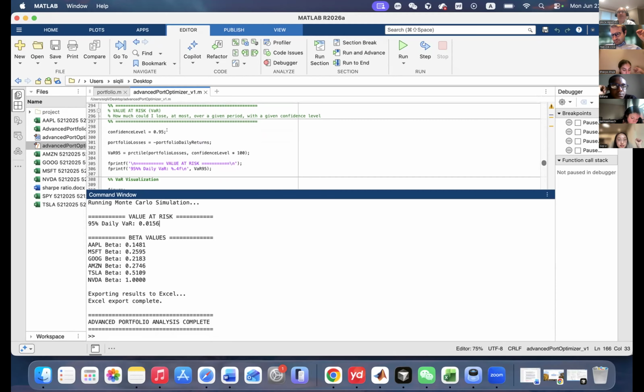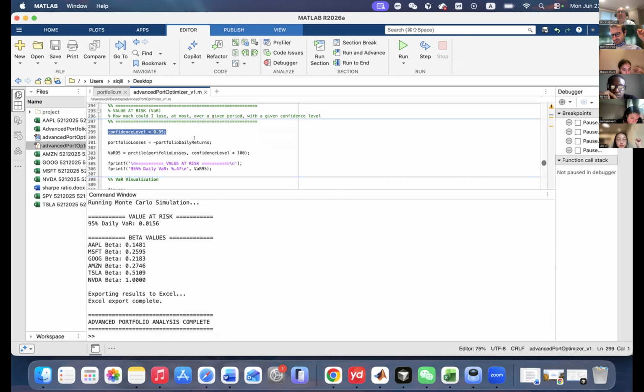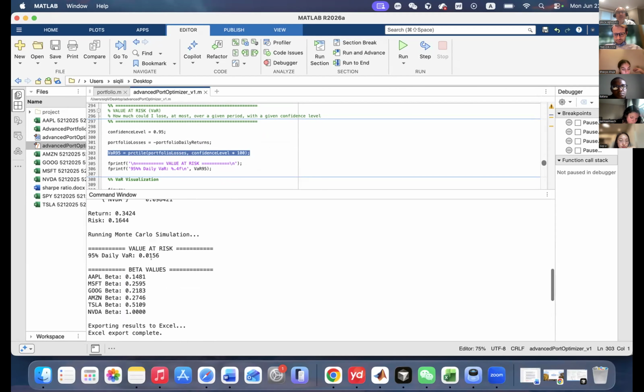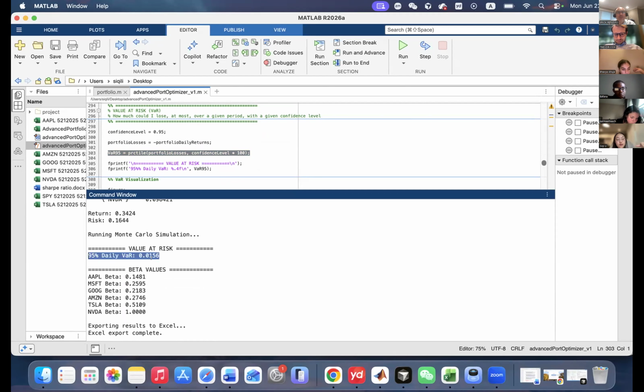And the confidence level we set here is 95. And using this function, we can calculate the value at risk. Finally, we got the result here. This means that with 95% confidence, over 5 days, the loss we have is below 1.6%. So I think it is acceptable.